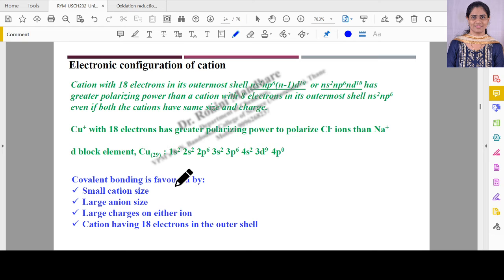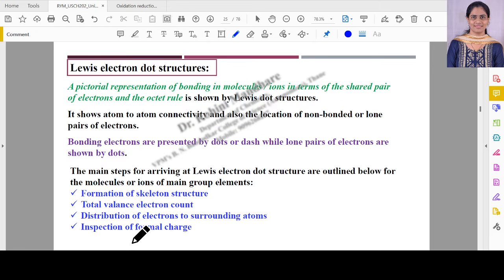Covalent bonding is favored by small cation size, large anion size, large charges on either the cation or anion, or if the cation has 18 electrons in the outer shell, it will be more preferable for the formation of covalent bonding.